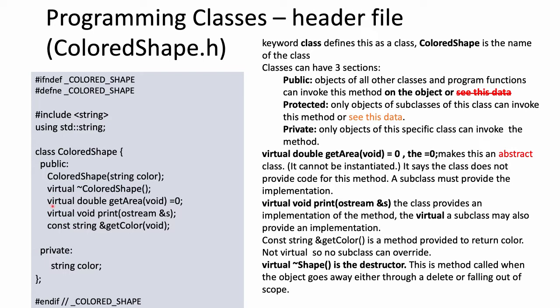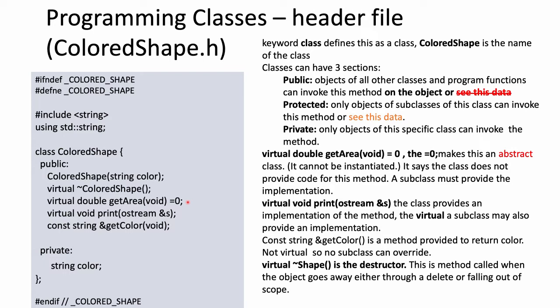Two other virtual methods, we have getArea and print. The difference between the two is getArea has this equals 0 at the end of it. This defines it as a pure virtual function. The presence of a pure virtual function in a class definition means that that class is an abstract class. An abstract class is a class of which an object cannot be constructed.